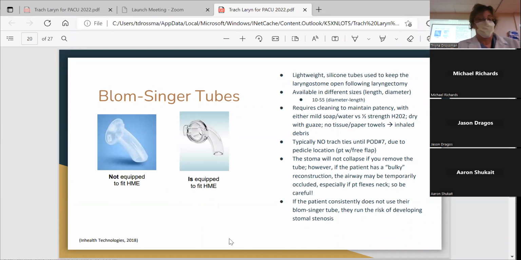Most of our patients, we want them wearing this Blom-Singer tube continuously for a few months after surgery. Some patients run the risk of developing stenosis here, and then they have to come in for dilations. You might have seen a lot of these little outpatient procedures where you're doing stomal dilations, and that's because they've stenosed down. So that's why we want them to keep that tube in.